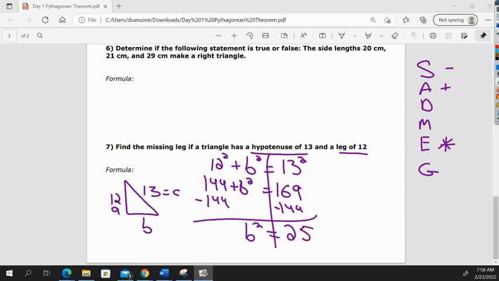And now we're at our final step, where you have B squared, and the only way to cancel it out is with a square root. And if you ended up doing that, you end up with your answer of B equals, and I think we all know what the square root of 25 is. It is just 5. So 5 would be your missing side.